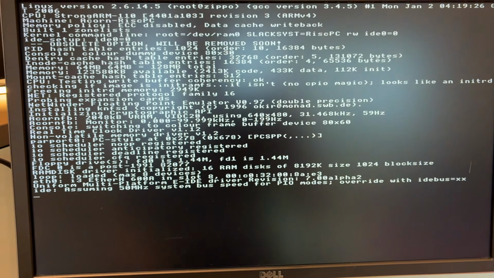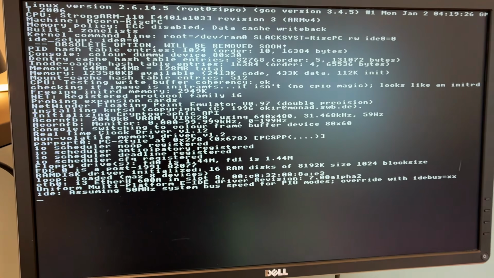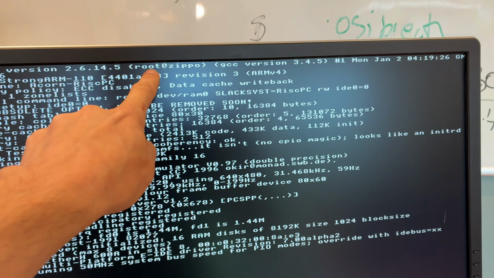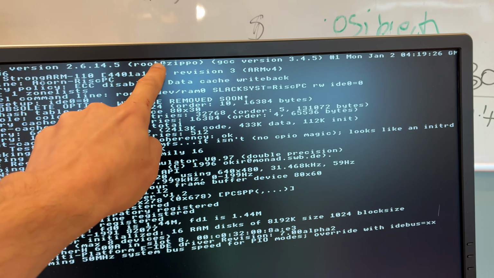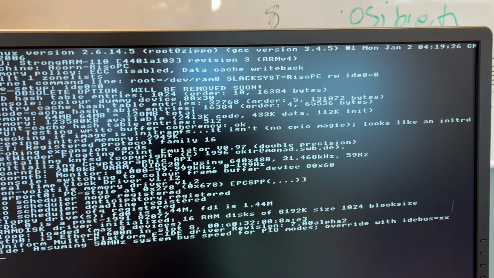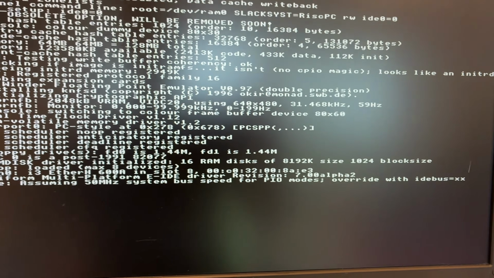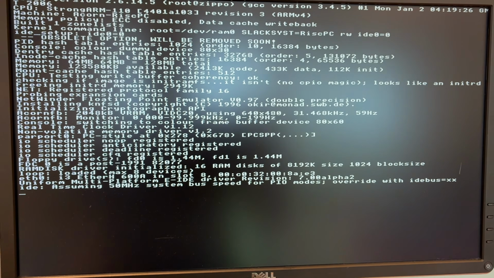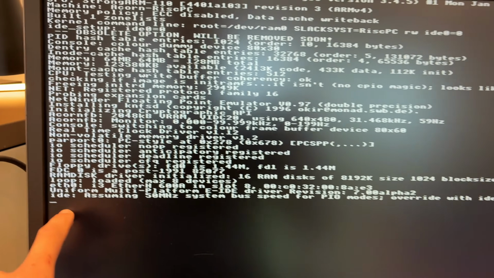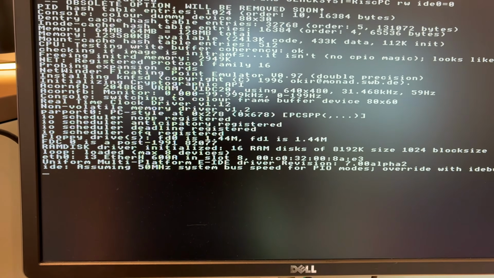Okay, so this is the Slackware installer for Slackware 10.0 with Linux 2.6.14.5 compiled on root Zippo. That was my, okay, yeah, that was my Ionix machine. So this is taking ages. Actually, that kind of looks like it's hung. Actually, there's no flashing cursor, so that's probably not a good sign.